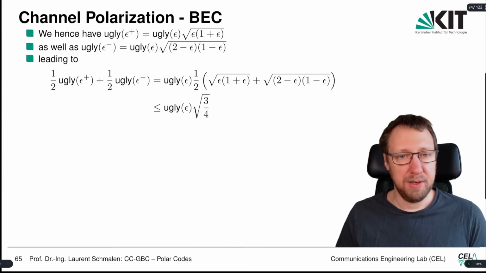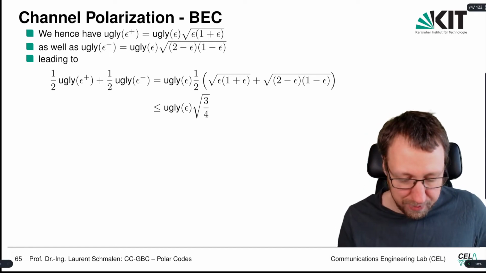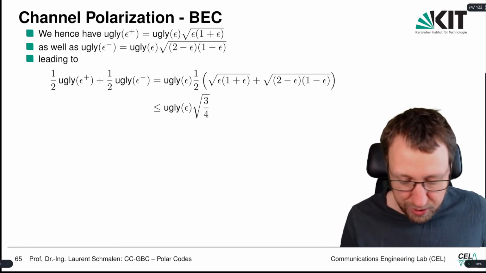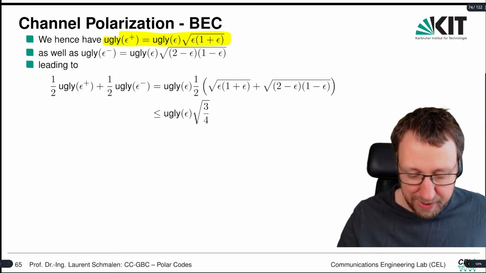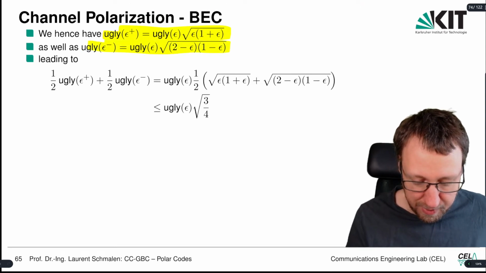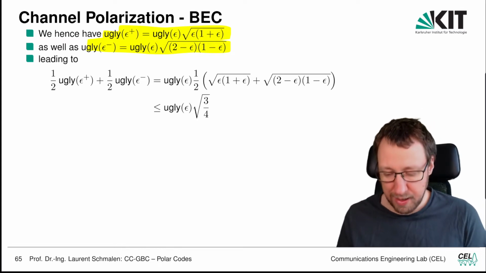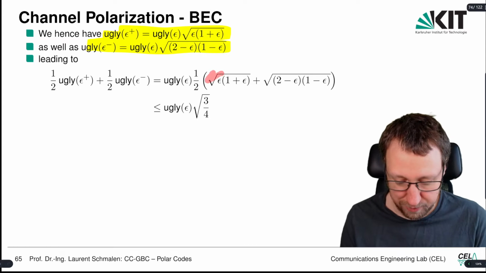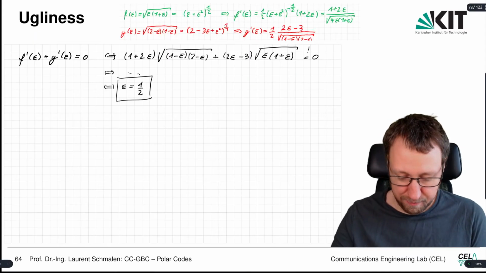This is the situation. So we have derived the ugliness of the channel epsilon plus. We have the ugliness of the channel epsilon minus. And when we take the average of the two channels, then we get this situation. So we have this term, and this term.